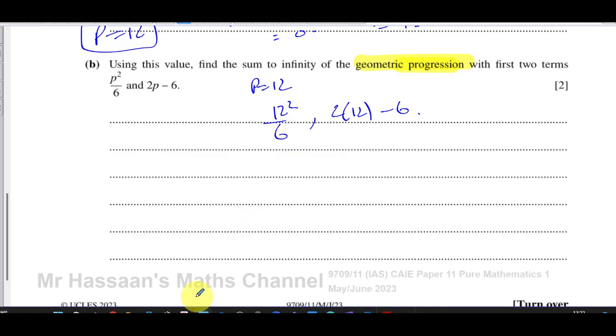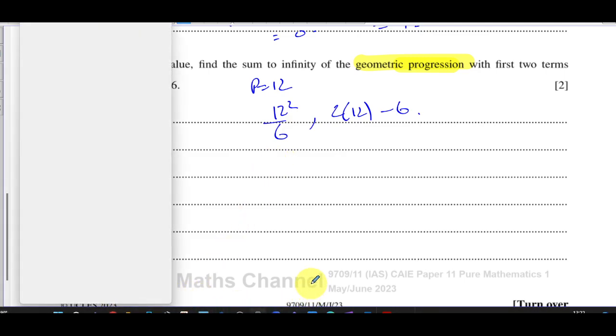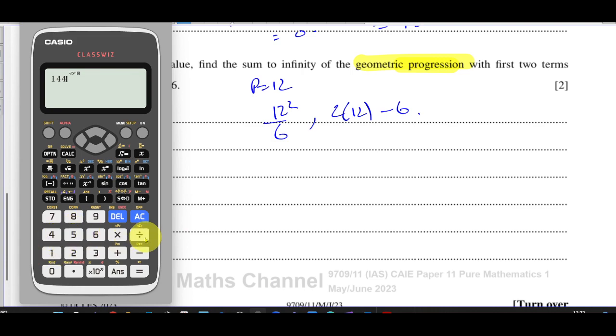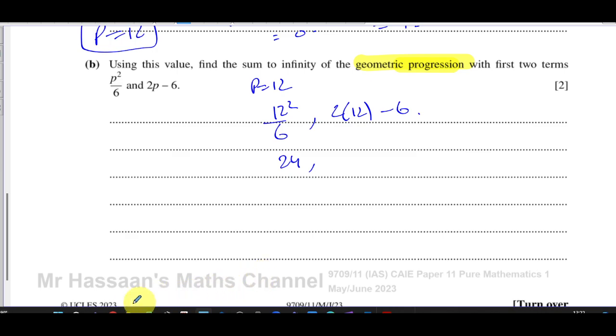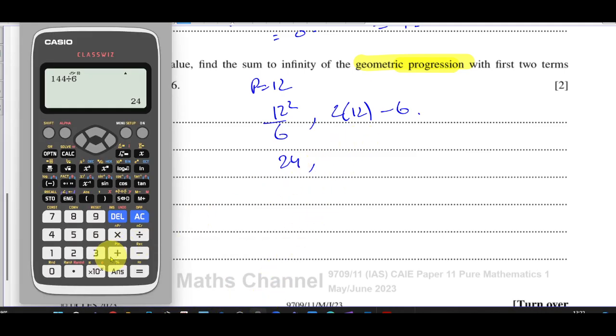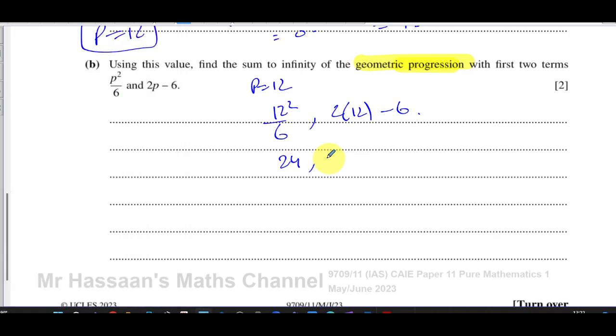So that's going to be 144 over 6, which is going to give you 24. And then you're going to have 2 times 12 minus 6, that's 24 minus 6, which is 18.